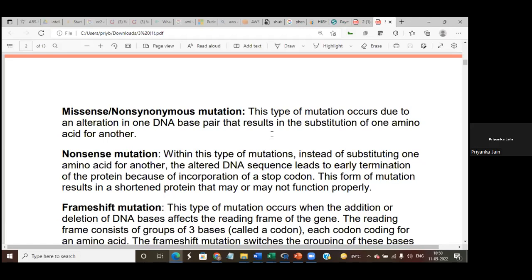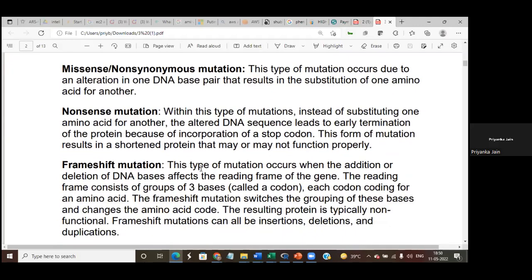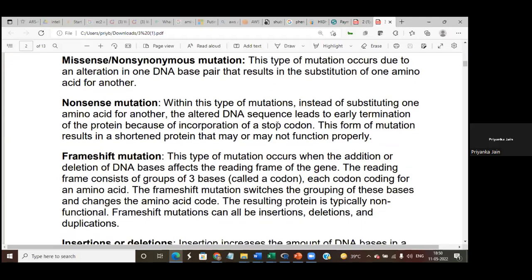Missense is a non-synonymous mutation. Nonsense is a mutation in which the change in base leads to the incorporation of a stop codon, due to which translation gets stopped. Because of this, the protein is shortened, that is, it gets truncated, and that is a nonsense mutation.